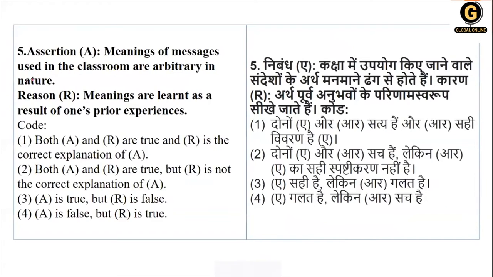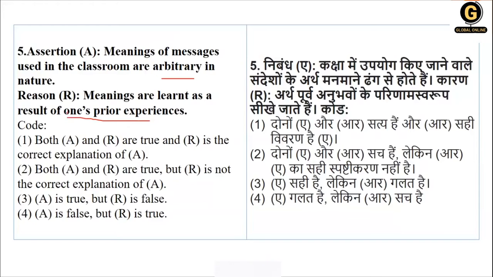Next question. Again, it's on assertion and reason. Meaning of messages used in the classroom are arbitrary in nature. Okay, so what is the meaning of arbitrary? That is personal whims, or it is called a random choice. Okay, personal है. The meanings of messages used in the classroom are arbitrary in nature, that is personal. उसका reason क्या दिया है? Meanings are learned as a result of one's prior experience. यानी हमारा prior experience तो personal है, so definitely it will depend upon what? It will depend upon our personal experience itself.